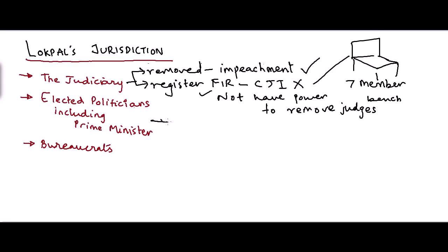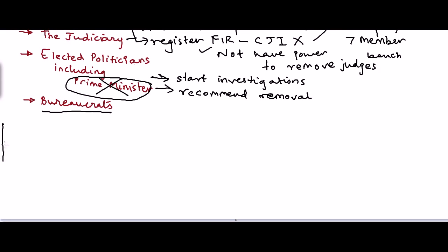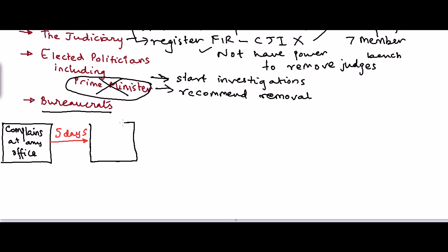Now, in the case of elected politicians, including prime ministers and chief ministers, a Lokpal can start the investigations, but only if it has the permission from a full bench of the Lokpal or a Lokayukta. The Lokpal may recommend the removal of every minister except the prime minister to the governor or the president. Again, the recommendation has to be made with the permission of a full bench of the Lokpal and the Lokayuktas. Now, in the case of bureaucrats, if a person complains at a certain office of the Lokpal or the Lokayukta, the citizen's complaint is transferred to the appropriate office within 5 days. Once it reaches the appropriate office, all the investigations regarding the case have to be completed within 1 year.